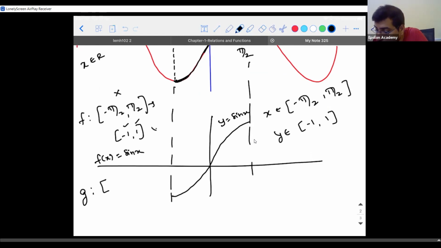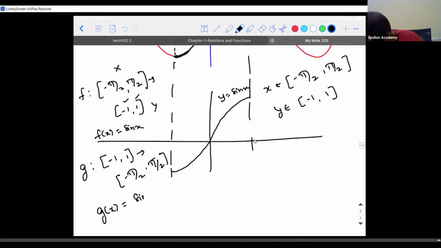If this is x and this is y, if a function is mapped from x to y, where will the inverse be mapped from? It will be mapped from y to x, minus 1 to 1 to minus pi by 2 to pi by 2. Are you guys able to understand? Such that g of x can be written as sine inverse x. So sine with a minus 1 on top of it is written as sine inverse x, or more technically they call it arc of sine x.